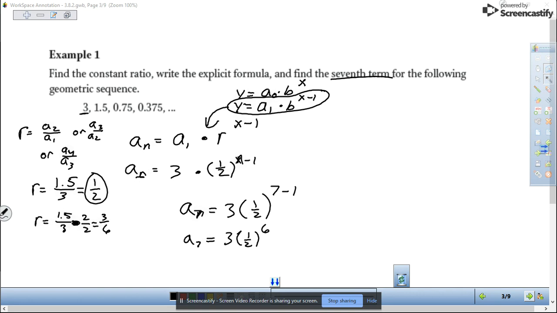Okay, so 1/2 to the 6th power is what? Should be 1/64. So A7 equals 3 times 1/64, which is very simply 3/64. Because remember, that's 3/1. Multiply your numerators, multiply your denominators. So the 7th term in this sequence, right? And if we want to change that to a decimal, that would be 0.046875. Okay? So that's how you use the explicit formula for that.